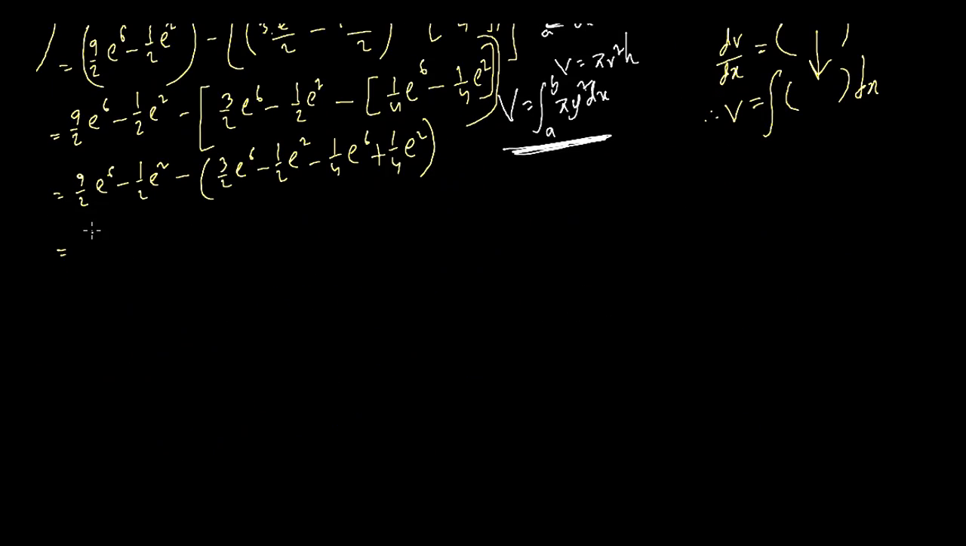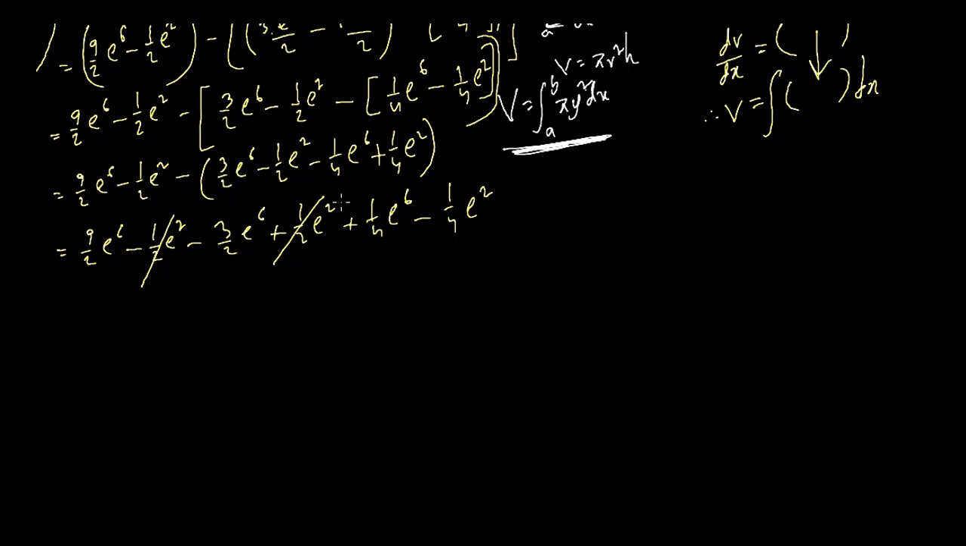So this would be 9 by 2 e to the power 6 minus 1 by 2 e to the power 2 minus 3 by 2 e to the power 6, minus minus plus 1 by 2 e to the power 2 plus 1 by 4 e to the power 6 minus 1 by 4 e to the power 2. So this minus and this plus cancel, and so the remaining is going to be, if I take e to the power 6 common from these 3, it would be 9 by 2 minus 3 by 2 plus 1 by 4 times e to the power 6, and there's only 1 e to the power 2, which is 1 by 4 e to the power 2.